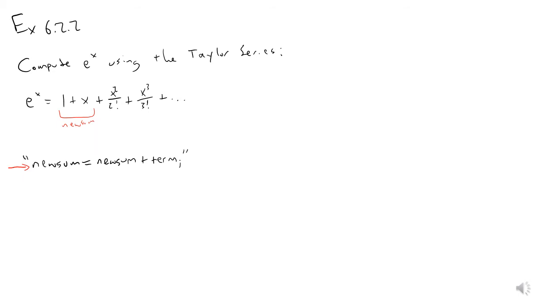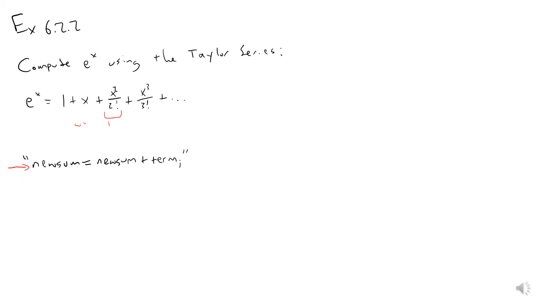To get the next new sum, you're going to replace that with that new sum plus the next term. So as far as the computer is concerned, you're going to take 1 plus x squared over 2 factorial, add those, take that sum, and that becomes your new sum. And then you run through the loop again.